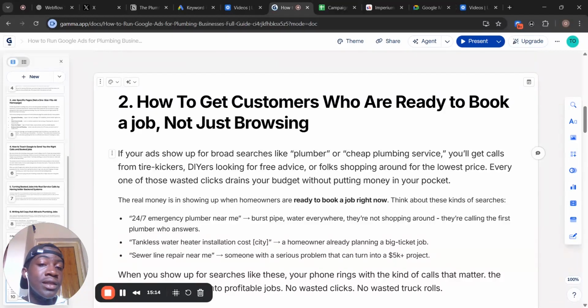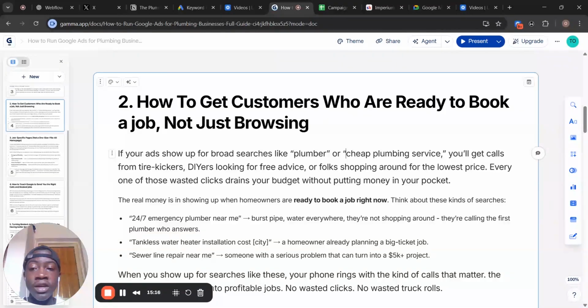If you go into the Google Keyword Planner, you actually see search terms like cheap plumbing service. When someone searches this, they're most likely going to be a tire kicker, because they've already put it in their search term: cheap plumbing service. You will get calls from tire kickers, do-it-yourself people who are just looking for free advice and are not actually willing to pay you, or folks shopping around for the lowest price. Every one of those wasted clicks is going to drain your budget without putting money in your pocket, which is the most important thing.